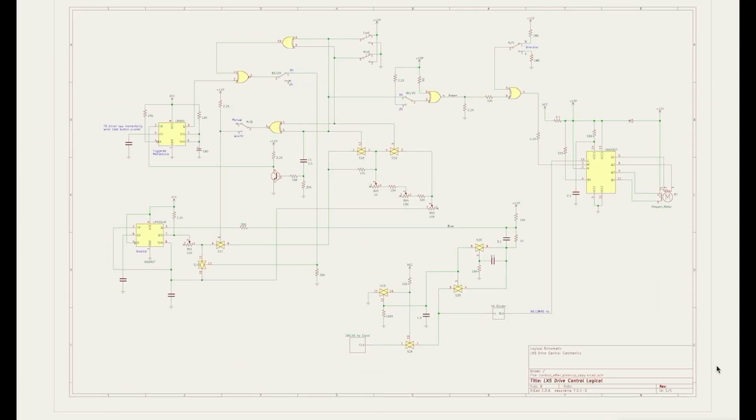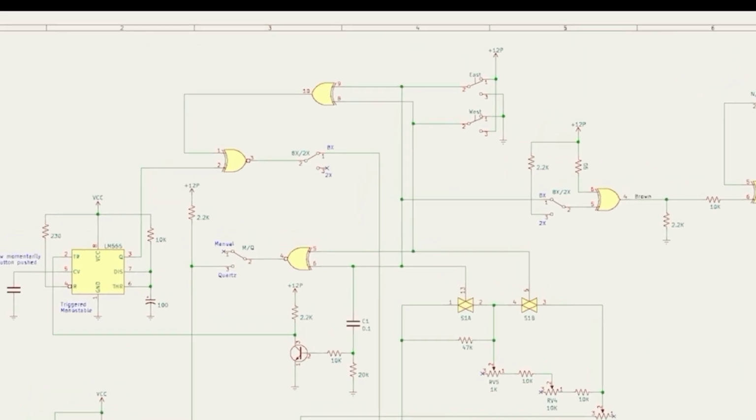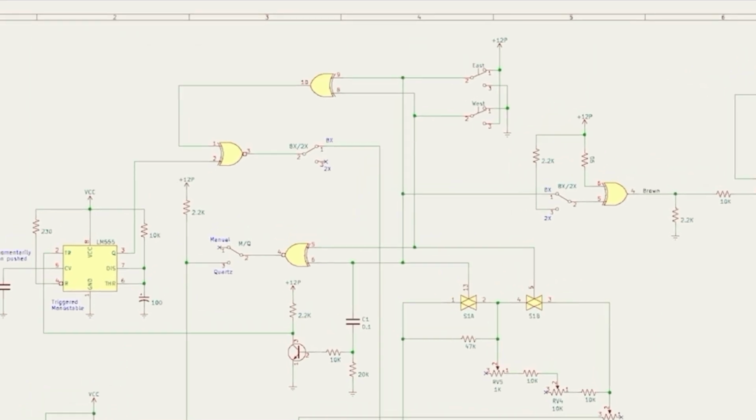Now let's look at slewing at the higher 8x speed. All sorts of interesting things start happening when you press east or west at 8x. When West is pressed, its value changes from ground to 12 volts, or from a 0 to a 1 in logic terms. When East is pressed, it changes from 1 to 0. For either a West or East key press, this exclusive OR gate's output changes from 1 to 0. Both inputs to the exclusive NOR gate then are 0, so the output is 1 and S1D closes.